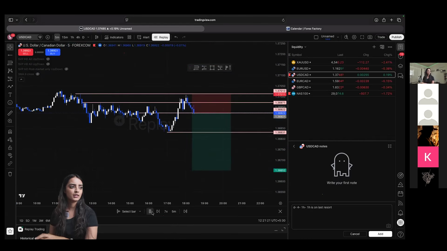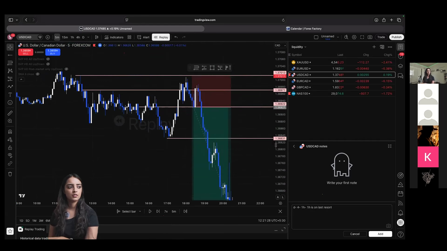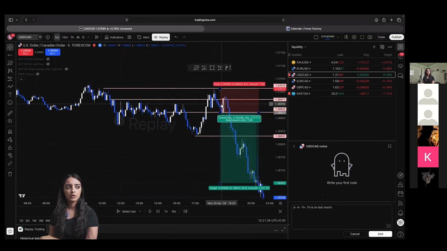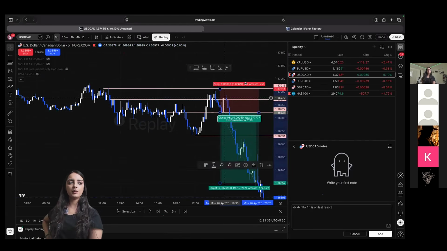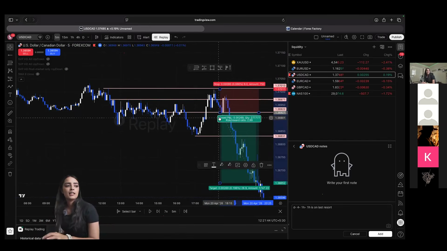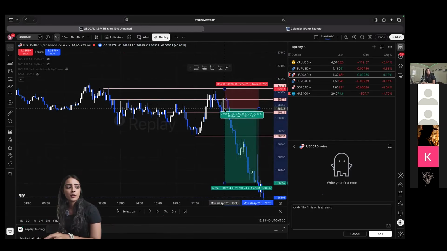Yeah. Now let's see what happened. Look at that. Do you see what happened? We got a 1, 2, 3. Why did I enter directly from here? Because it was just a 9 pip stop loss, so I was okay with it. As long as the stop loss is up to 10 pips, you should be okay with it. If it's more than 10, then instead of entering directly from here, I would have waited for a little bit of retracement.